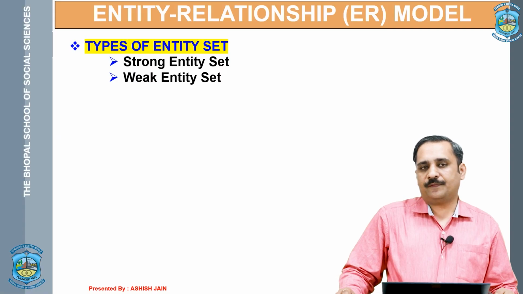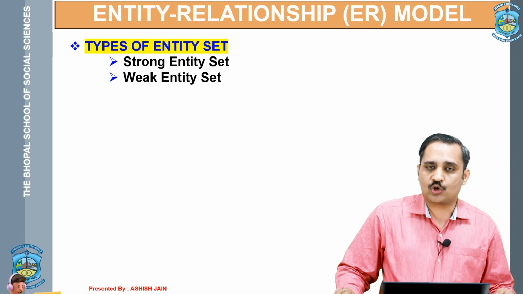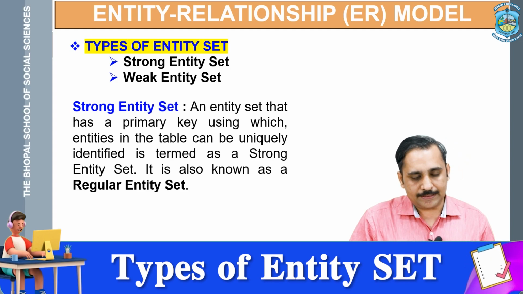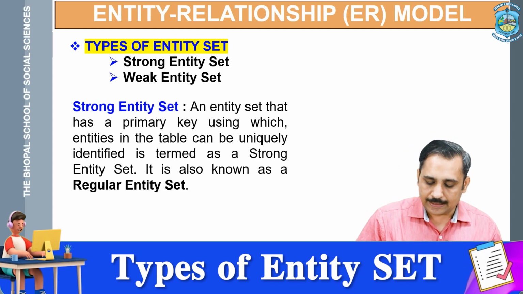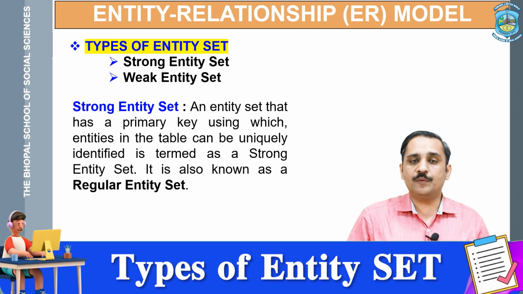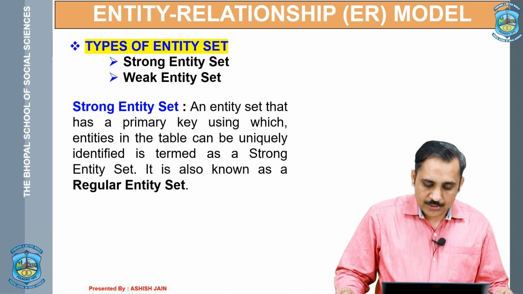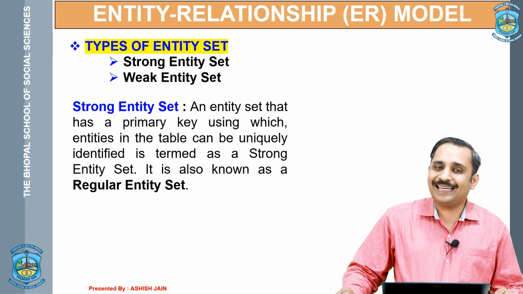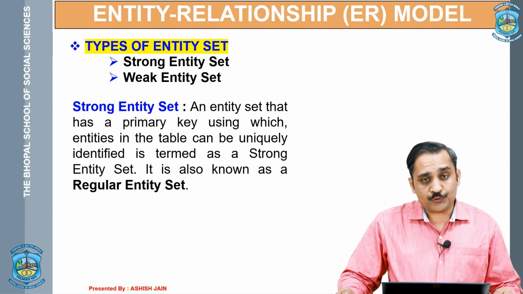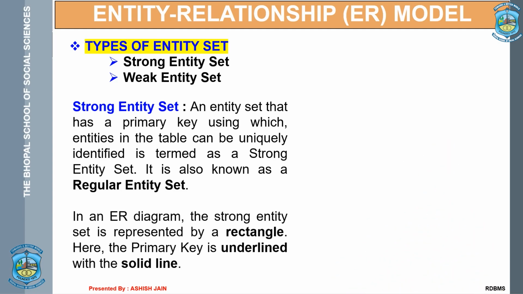Then, types of entity set. Entity sets are classified into two categories. First is the strong entity set, then we have the weak entity set. A strong entity set is an entity set in which we use a primary key for identification of the records, using which entities in a table can be uniquely identified. It is also known as a regular entity set.